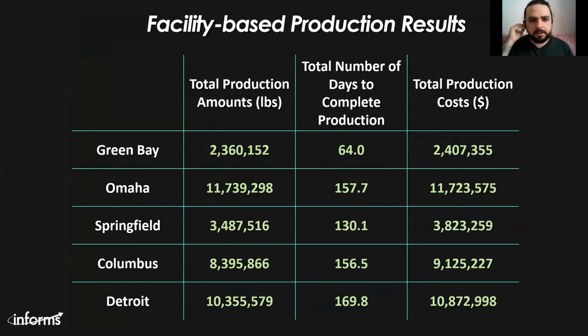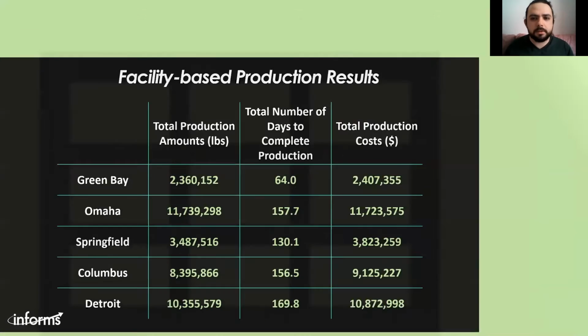These are the facility-based production results: total production amounts, total number of days to complete production, and total production costs. These costs and amounts come from our optimization models, and total completion times comes from our simulation model. As you know, 6 months production period is equal to 182 days, and as you can see, on the average, we are able to process all the raw materials within the time limit.